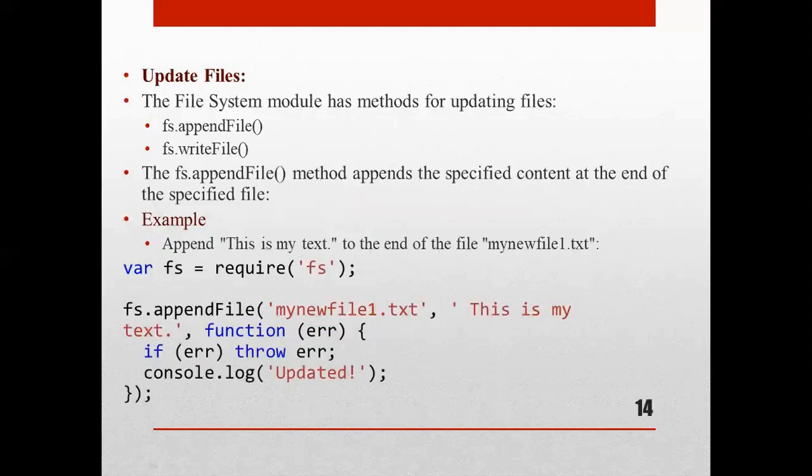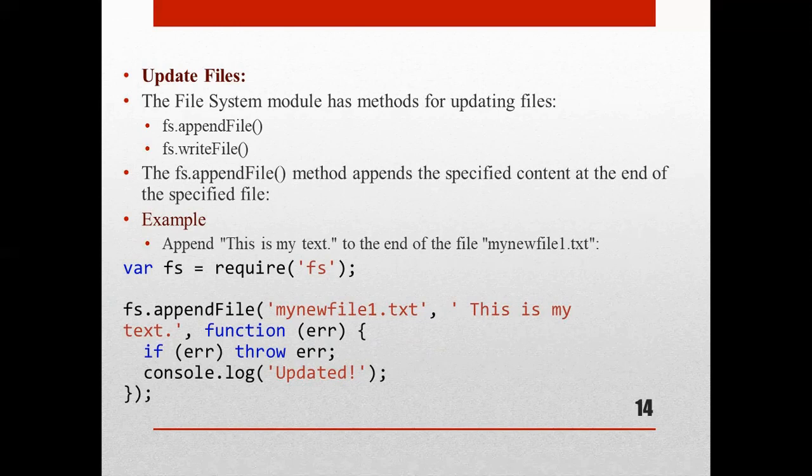So next operation is update files. So the file system module has some methods for updating files, like appendFile. We are going to append to that file, which means we are going to update that file. We are going to add the content into that file. And fs.writeFile. We have seen both appendFile and writeFile methods in previous slides. So these are the ways we can update the files.